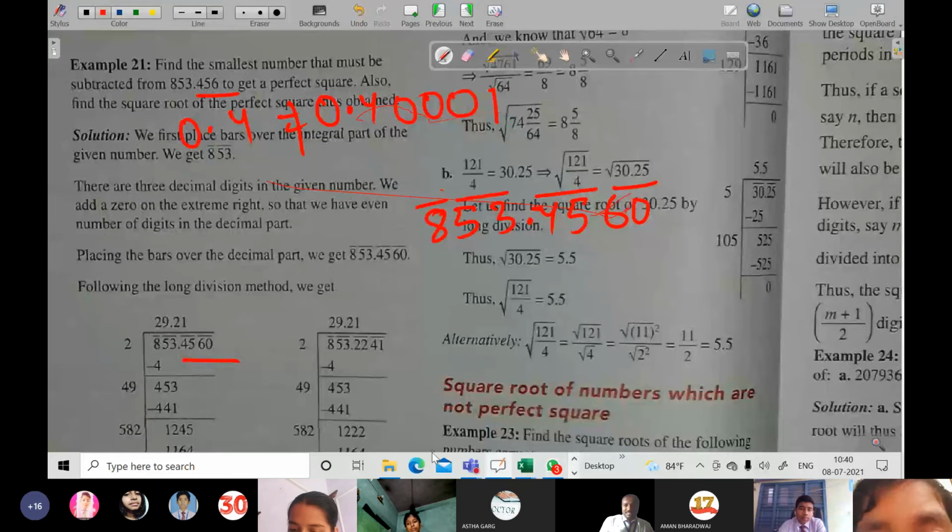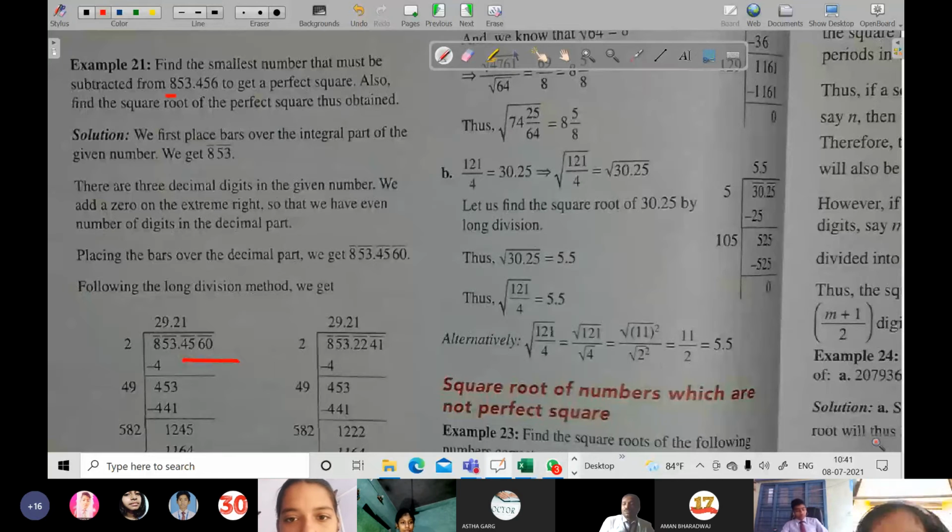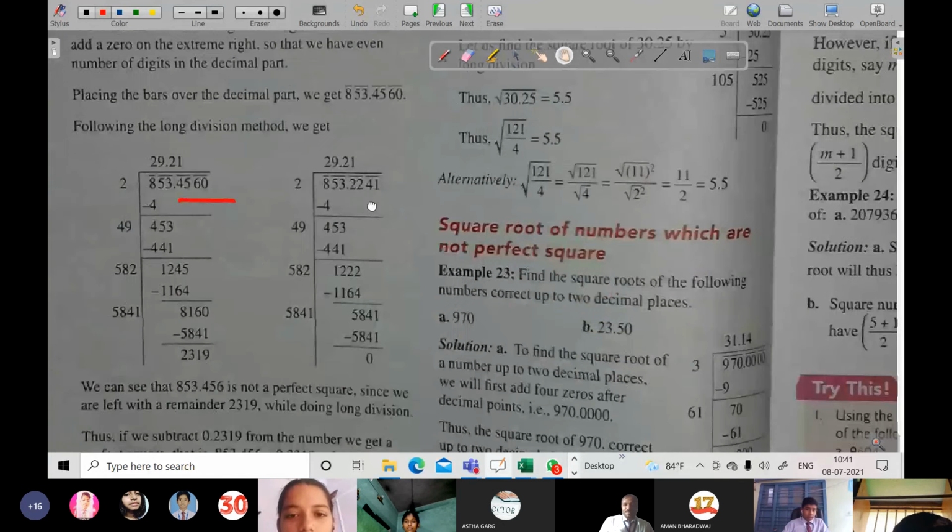So this last example I will be explaining, then I will be ending the class. Just see, here it has been said, find the smallest number that must be subtracted from 853.456 to get a perfect square. Also find the square root of the perfect square first obtained. Now here it is said, what number must be subtracted? So of course by long division we will find the square root, and at last what comes as remainder, that should be subtracted.